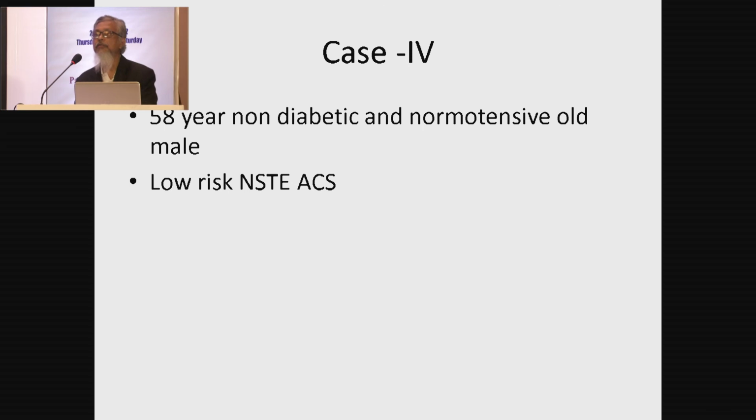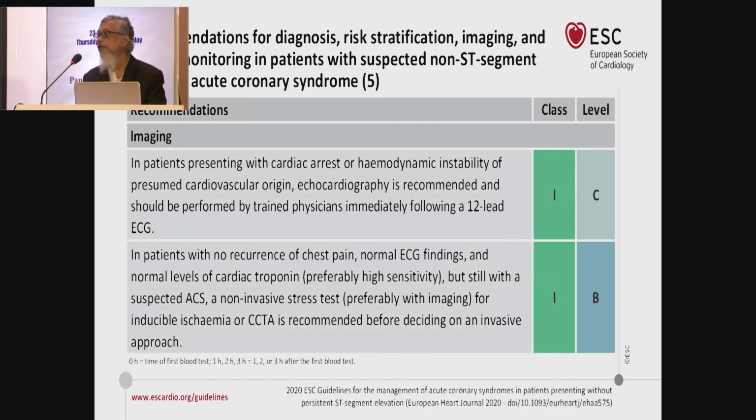But there are patients who do not have chest pain, who don't have changes in the ST segments, and their troponin is not that high. They're low-risk non-ST ACS patients. They can go for some form of imaging, some form of stress test. And as we can see in this slide, the ESC guideline for imaging first choice is stress imaging, and the alternative to this is CT angiogram.